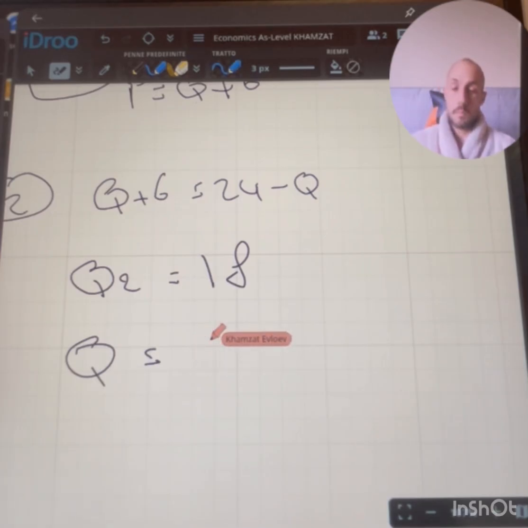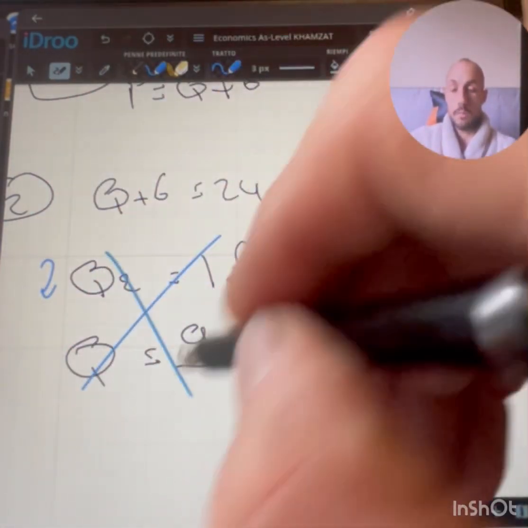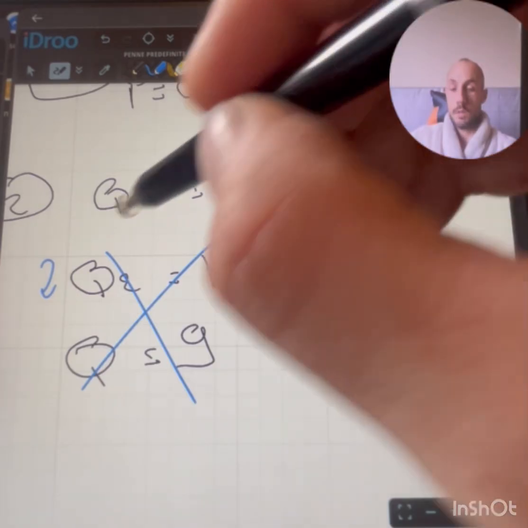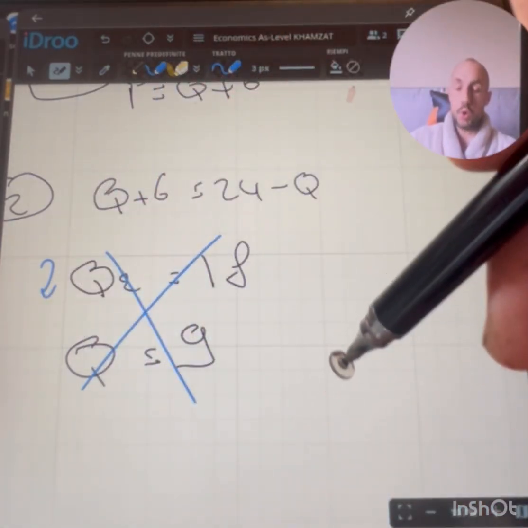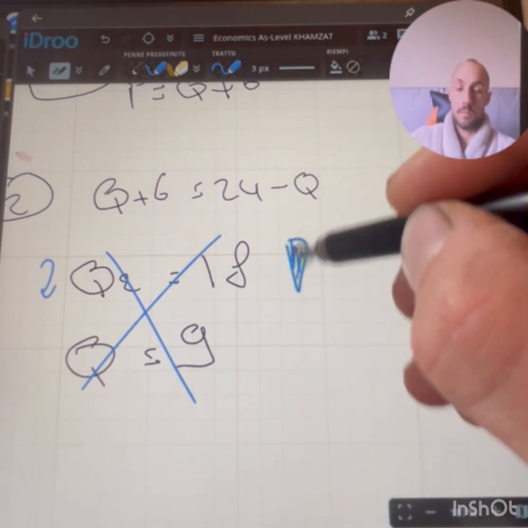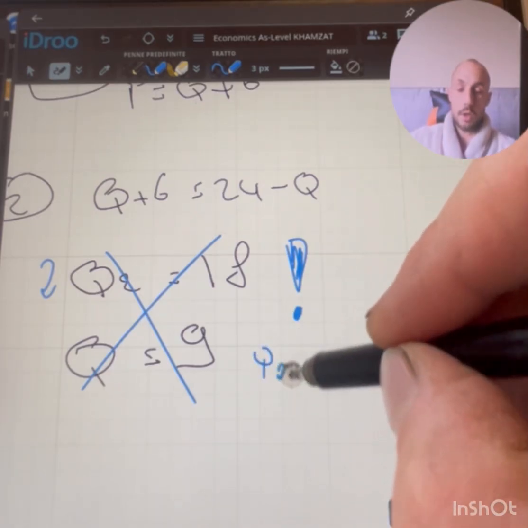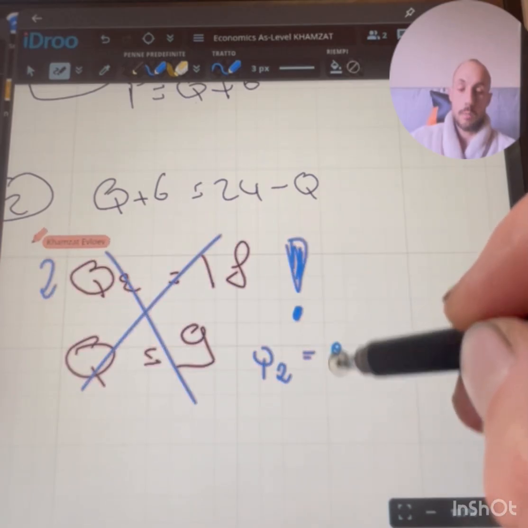Oh my god, 9. Yes, but unless you write a 2 here, that's going to be wrong. But why? We have 2 Q's, no? Yes, but you didn't write 2 Q's. You wrote Q2, which is not the same thing. Okay. So yes, you may want to write Q2 equals 9, which is good.